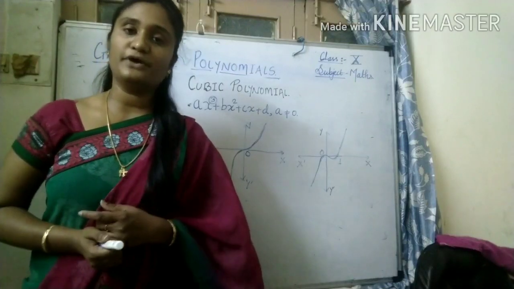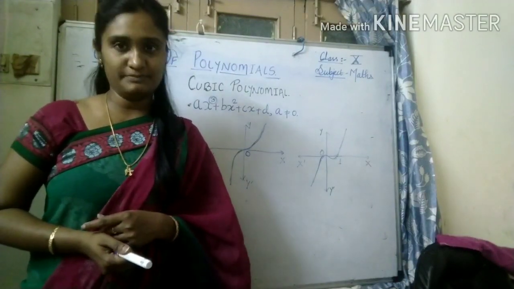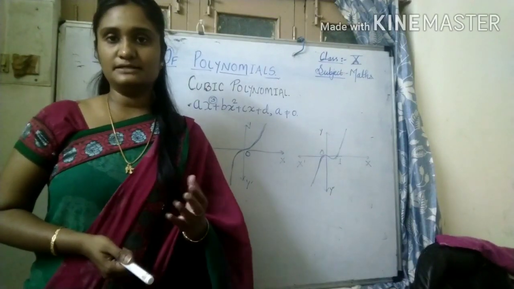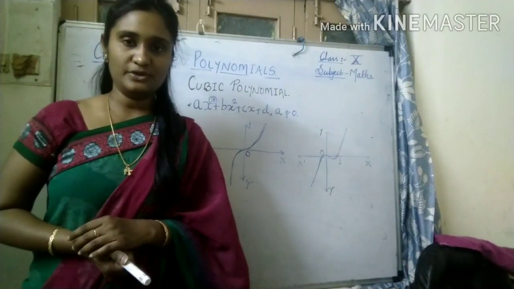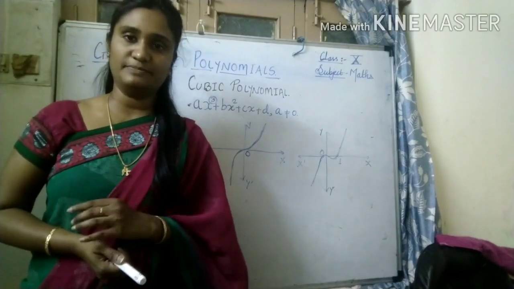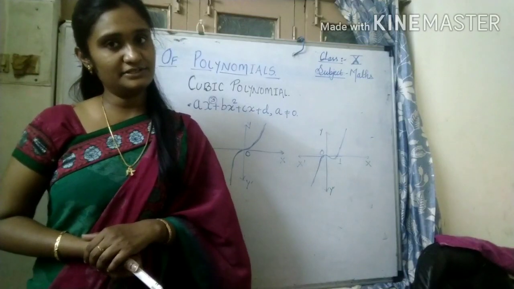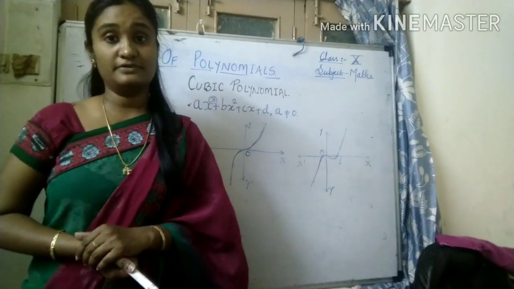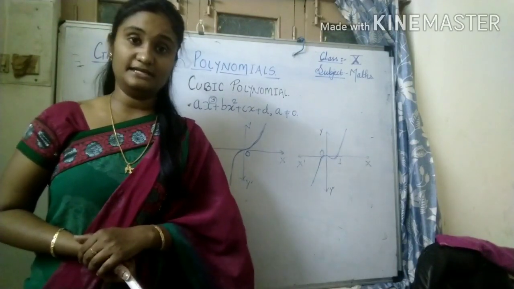Now exercise 2.1 is already attached in PDF format. It is all about finding the number of zeros. 6 graphs are given to you, and looking at each graph you have to find out how many zeros it has. So the PDF is attached. Again I am repeating, the number of times the curve meets the x-axis gives the number of zeros.